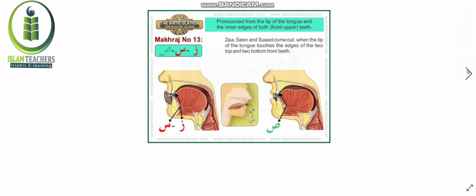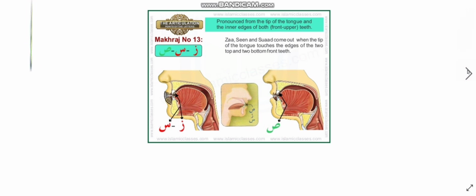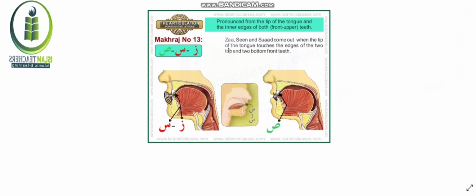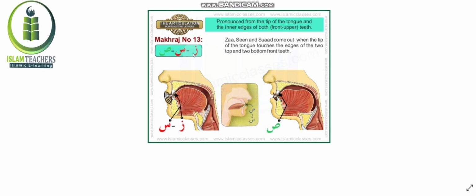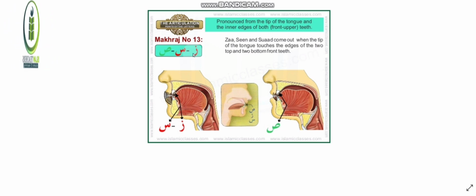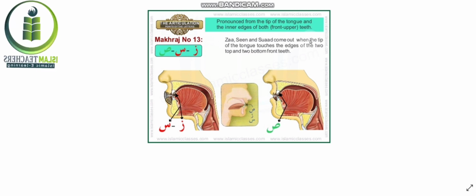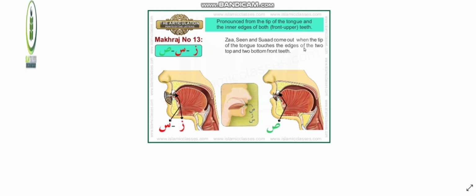Next one is the Za, Sin and Sad. In these three letters, there is one quality that is similar, like the whistle sound. Za, Za, Sin, Sad. The Za, Sin and Sad come out when the tip of the tongue touches the edges of the two top and the two bottom front teeth.